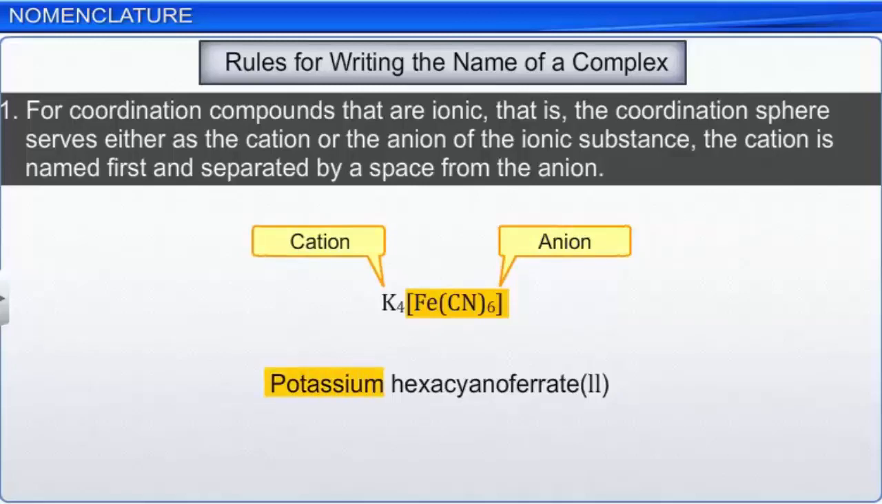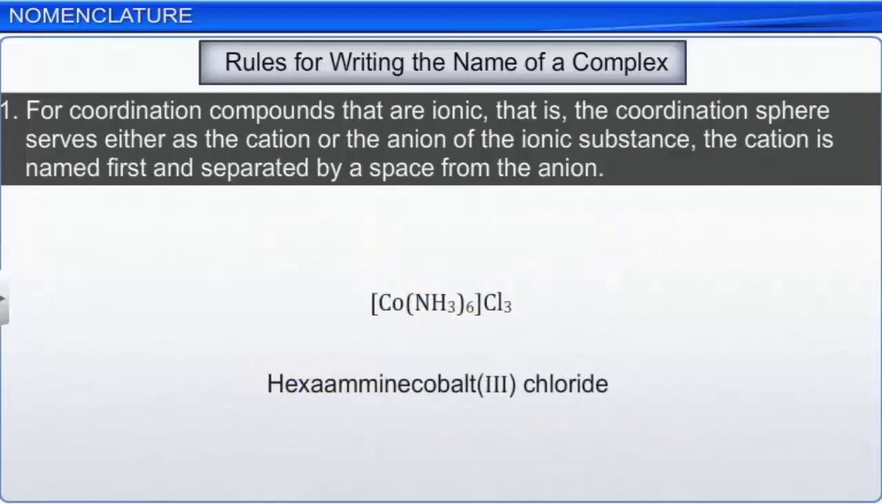On the other hand, in a complex such as [Co(NH3)6]Cl3, where the coordination sphere is a cation, the cationic coordination sphere is named first, followed by the name of the counter anion, chloride.